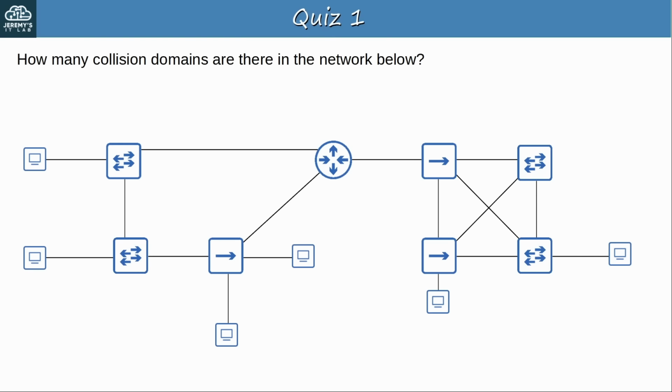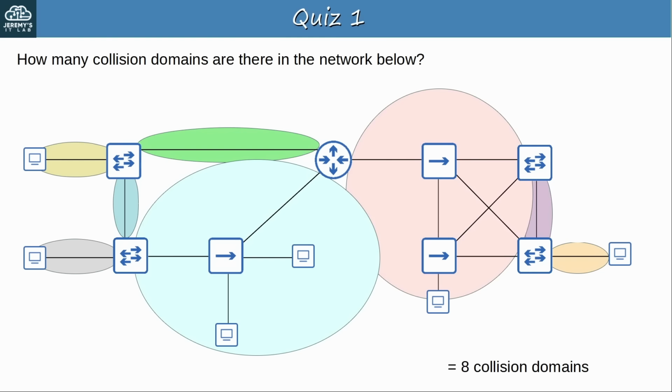Here's quiz question 1. How many collision domains are there in the network below? Pause now to think about your answer. Here are all of the collision domains in this network, 8 in total. Fortunately, these days we don't have to worry much about collision domains in wired networks thanks to switches, but they still are important network fundamentals. Let's go to question 2.